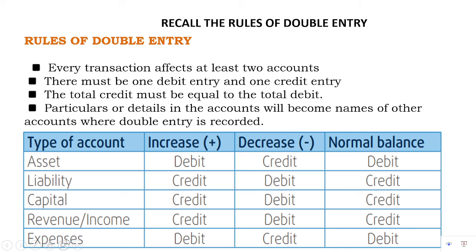For the expense accounts like water bills, depreciation, loss accounts, electricity bills, rates, and many others, what do you have to do? You have to debit those accounts when you are increasing them. Decreasing them, you have to credit them. Then the normal balance is debit.